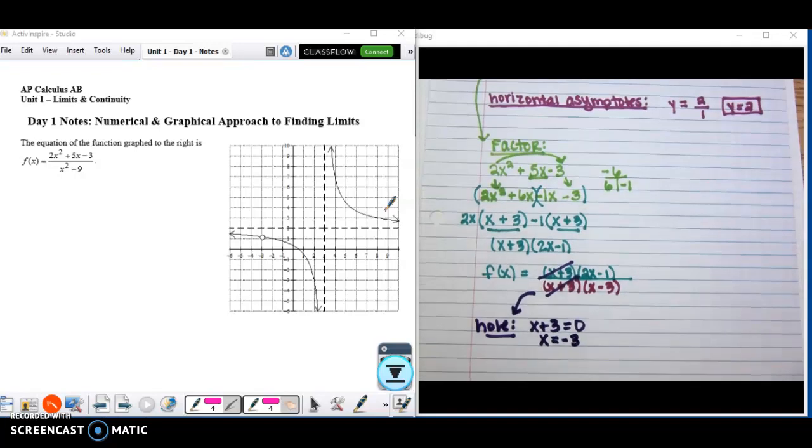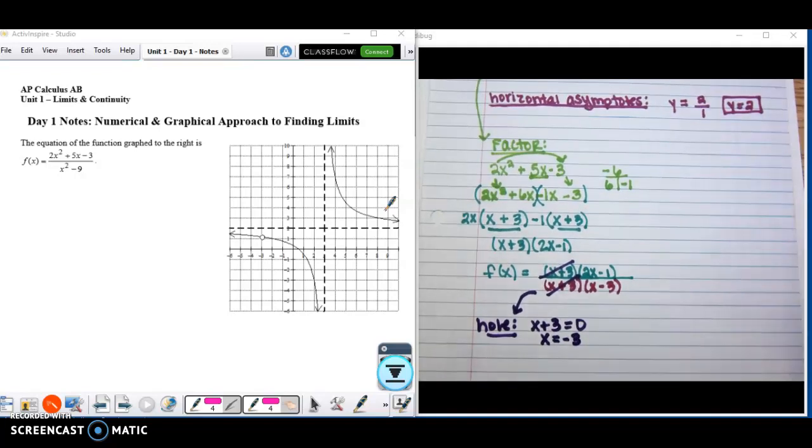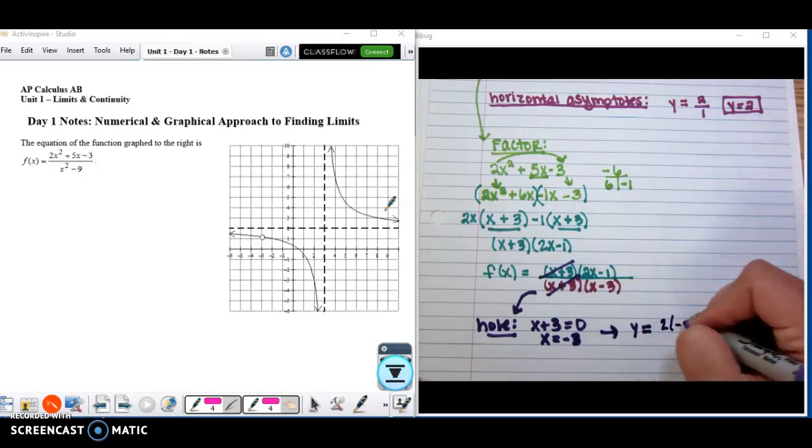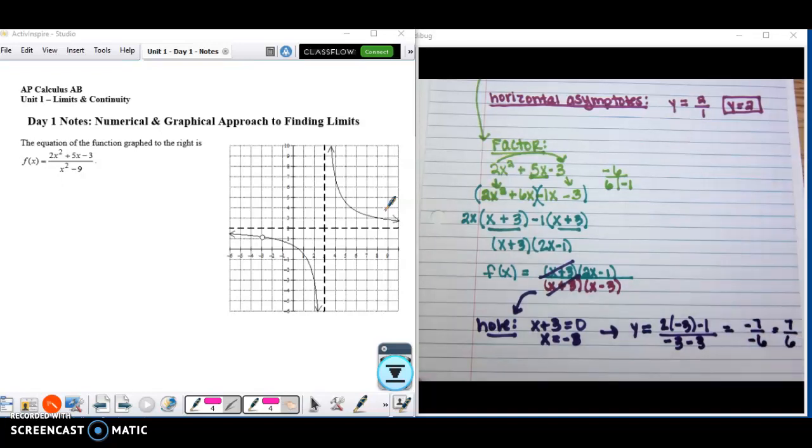Now I want to be able to get the coordinate for this, so I need to be able to get the y value. So to get the y value for this, you're going to take the x value and you're going to plug it into what you didn't cancel. So where it says 2x minus 1, we're going to plug in 2 times negative 3 minus 1 over negative 3 minus 3. So we're going to have negative 7 over negative 6, which can just be positive 7 over 6. So our hole is at the ordered pair negative 3, 7 over 6.